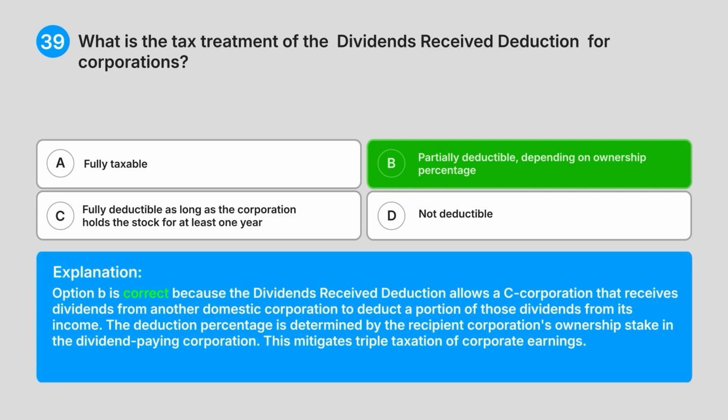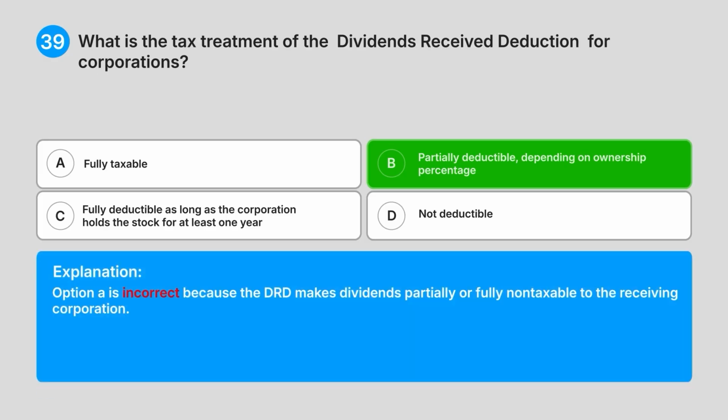Explanation. Option B is correct because the dividends received deduction allows a C corporation that receives dividends from another domestic corporation to deduct a portion of those dividends from its income. The deduction percentage is determined by the recipient corporation's ownership stake in the dividend-paying corporation. This mitigates triple taxation of corporate earnings.